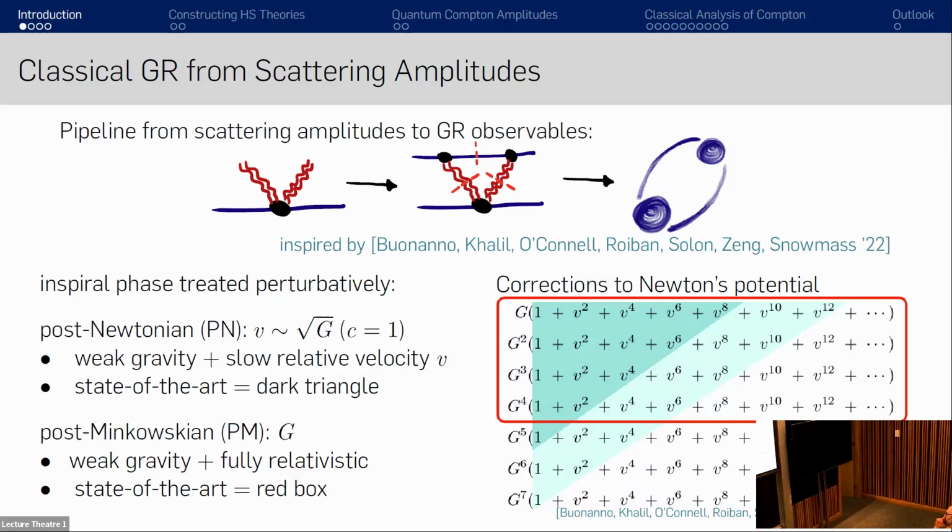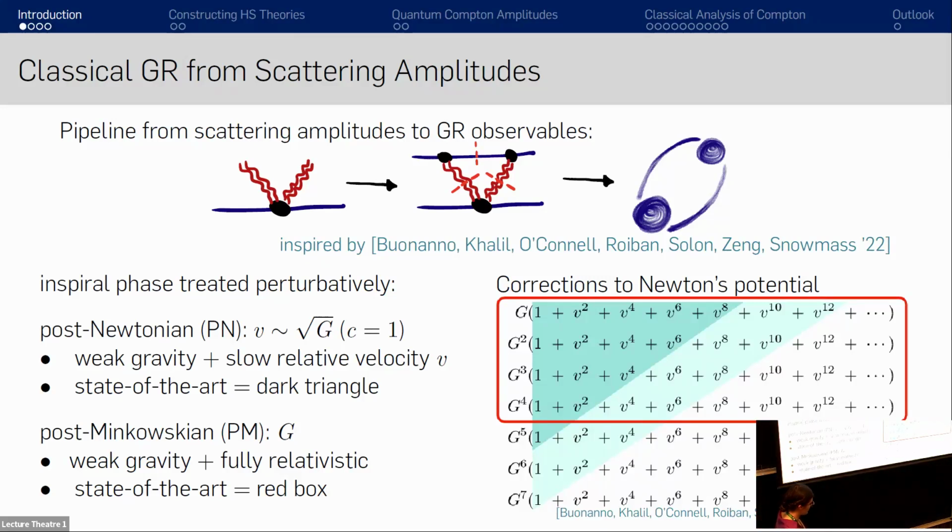And on this diagram here, which might be out of date, this is the state of the art for the corrections to the Newton's potential. Or you can study a different type of perturbation scheme. It's weak gravity, but fully relativistic, and this one's more appropriate for the scattering regime. The benefit of doing Minkowskian is that at each order in G, you're able to get all orders in the velocity.